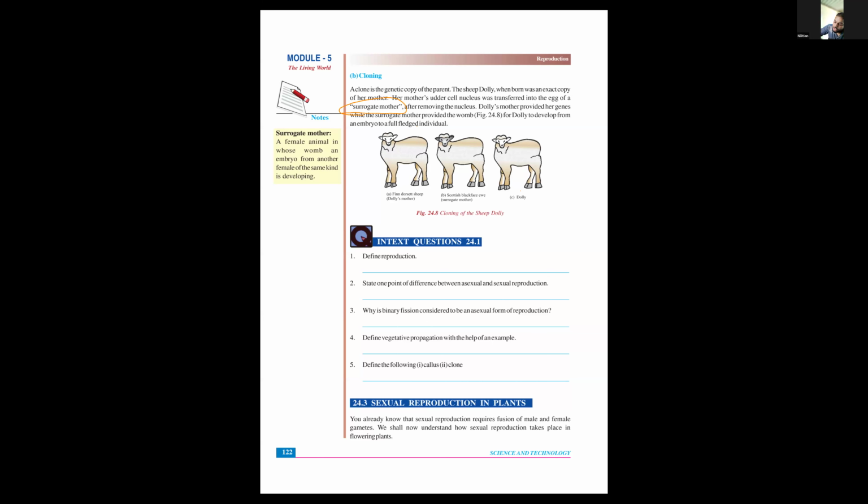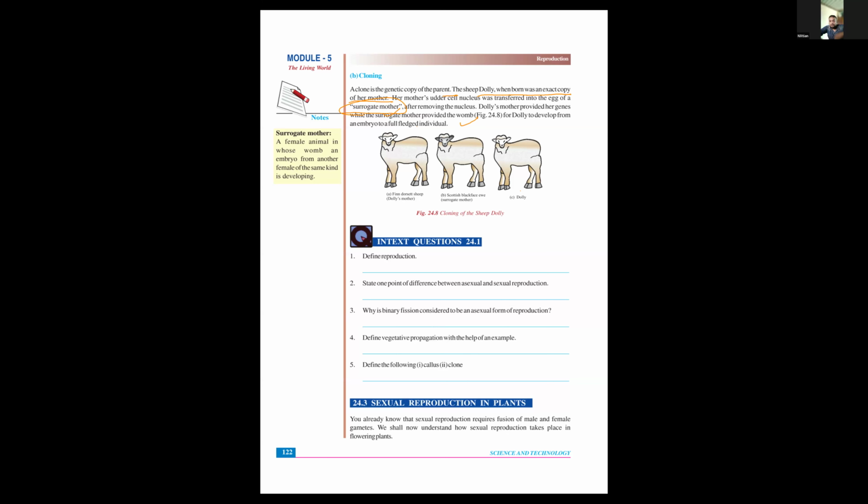A clone is a generation copy of the parent. The sheep Dolly, when born, was an exact copy of her mother. Her mother's adult cell nucleus was transferred into the egg of the surrogate mother. After removing the nucleus, Dolly's mother provides the genes while the surrogate mother provides food.